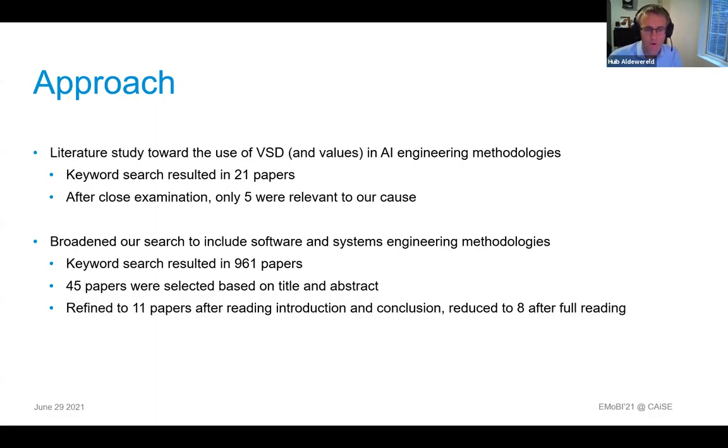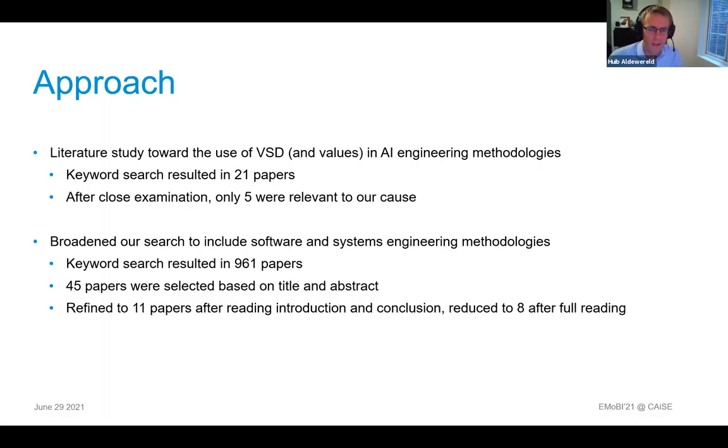We're really looking for papers that cite the steps that you need to take in order to bring ethics and morality into the AI design. So only 21 papers from that particular literature search. And after close examination, we only found that 5 of them were actually relevant to what we're looking for. We were a bit disappointed by this amount, so we extended our search.